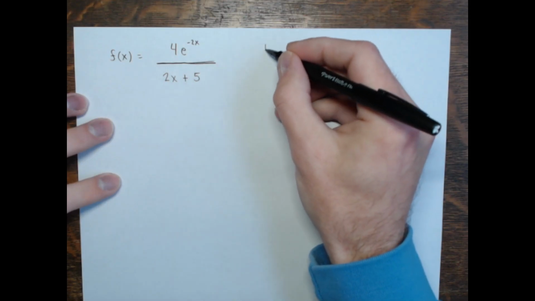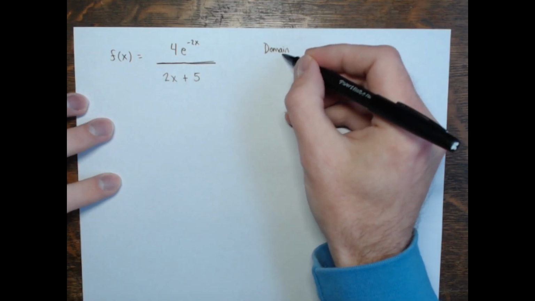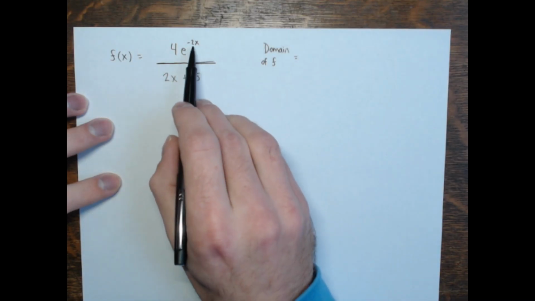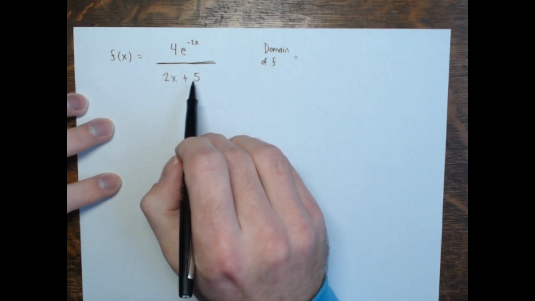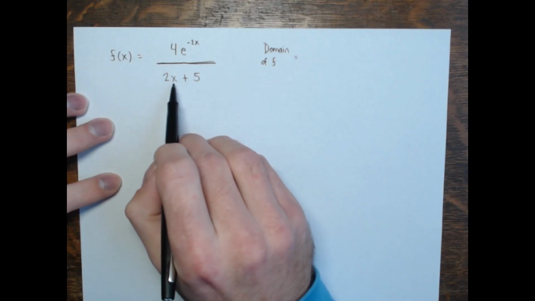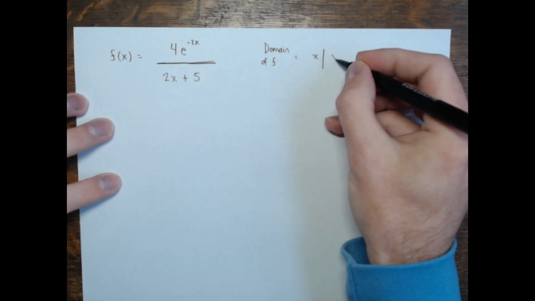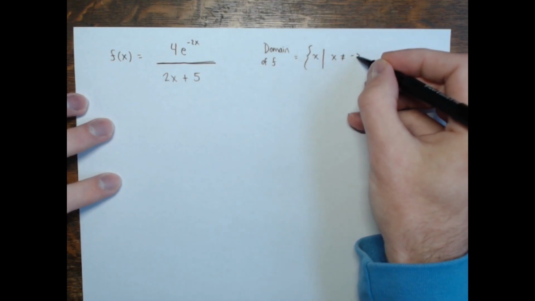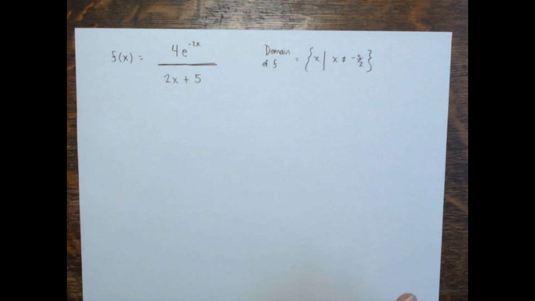All right, so again, I'll state the domain here. The domain of this function. Now, you can plug in anything you want into exponentials. The problem is down here, right? 2x plus 5, that'll be 0 when x is negative 5 halves. So I'll just put x, except for, in that set builder notation, negative 5 halves or negative 2.5. So everything but negative 2.5 is in the domain here.